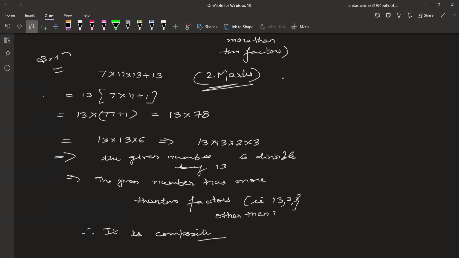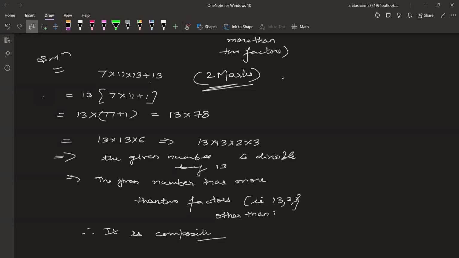See, you have to show that 7 into 11 plus 13 into 13 plus 13 is composite. So children, by the definition, we know that a composite number is a number which has more than 2 factors other than 1. Okay, except 1, it has more than 2 factors.